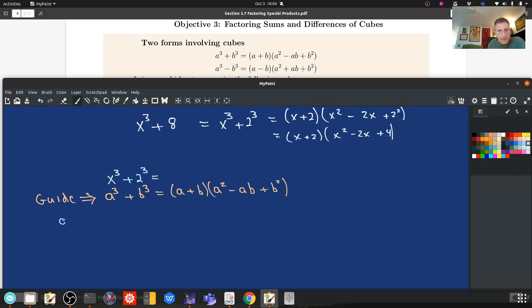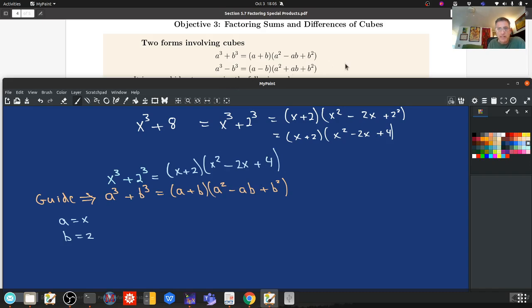And I will note that my A is equal to x and my B is equal to 2. So that's equal to A plus B, x plus 2, times A squared, that's x squared, minus A times B. So A times B is x times 2, but we normally always put the coefficient in first. So instead of writing x times 2, let's write 2 times x. And then plus b squared is 2 squared, which is 4.